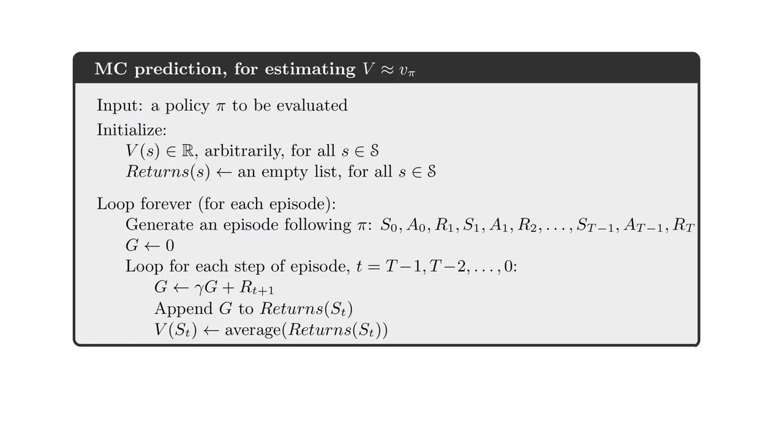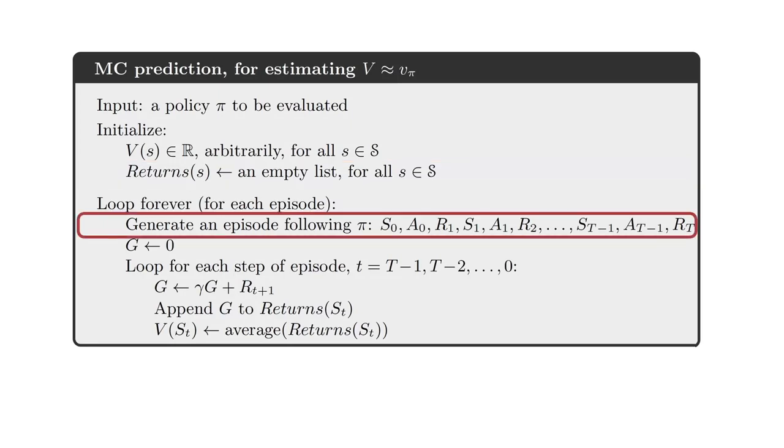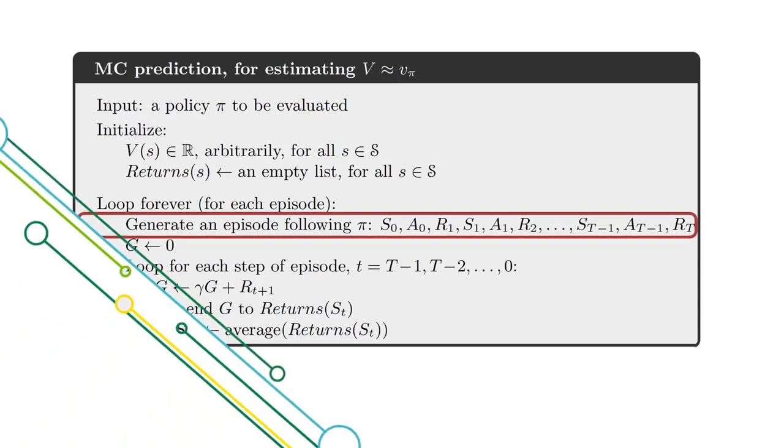The Monte Carlo algorithm has to keep track of multiple observed returns. Let's introduce a list of returns, one for each state. Each list holds the returns observed from state S. Then, we generate an episode by following our policy. For each state in the episode, we compute the return and store it in the list of returns. But how can we do that efficiently?